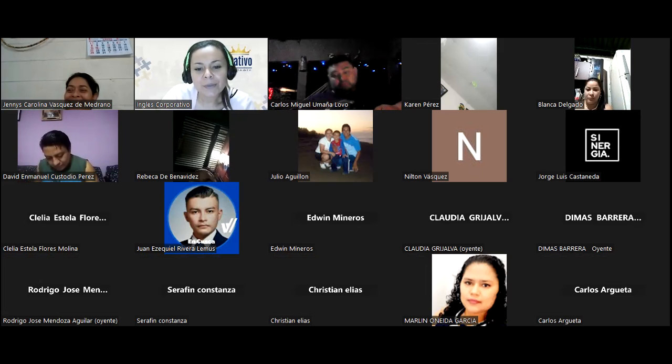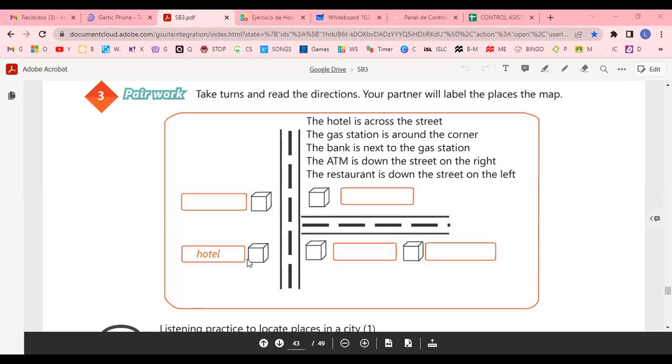Okay, so here we have a practice, okay, for the directions, and here it is. So it says here, the hotel is across the street. Entonces, como pueden ver, aquí sería hotel. Ahora tenemos la number two. Number two dice, the gas station is around the corner. ¿Dónde sería? One, two, three, or four. I mean, sería three acá y four allá.